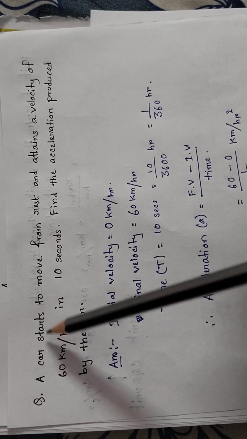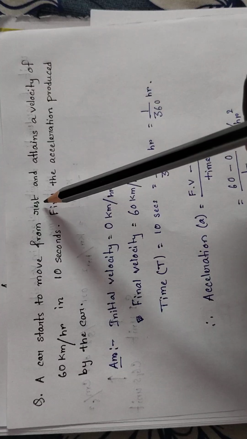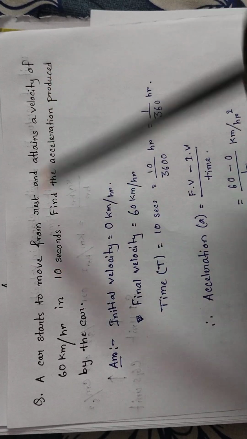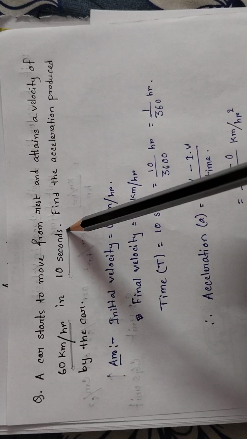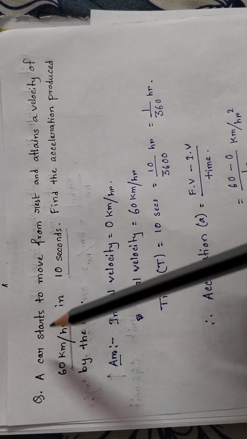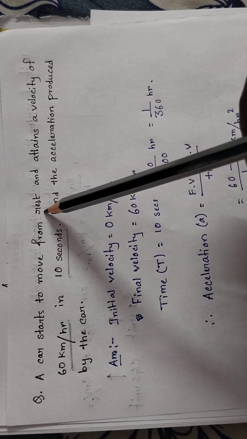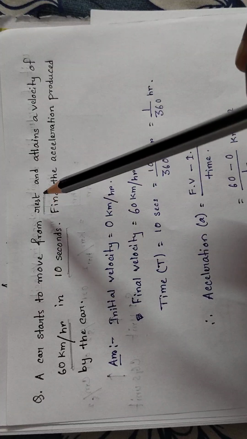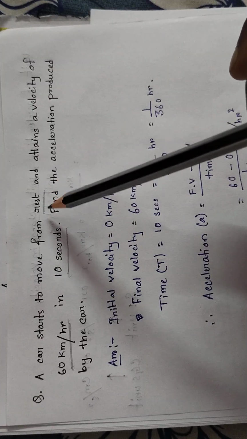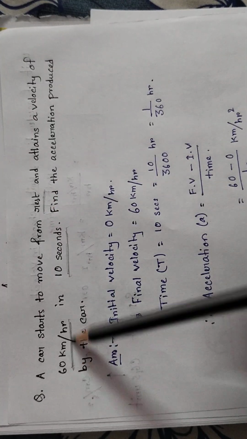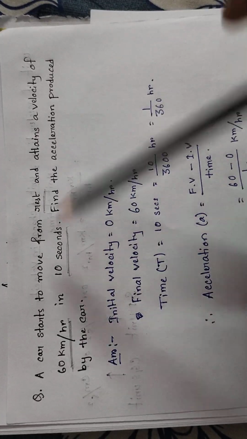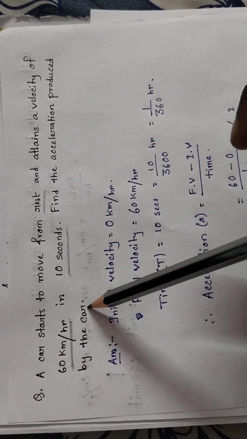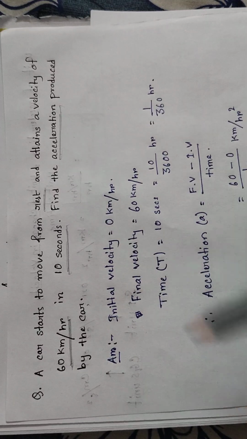A car starts to move from rest and attains a velocity of 60 km per hour in 10 seconds. So the body starts its motion, that means the car starts its motion from rest. So initially the car was at rest. Now after 10 seconds it attains the velocity of 60 km per hour. Now find the acceleration produced by the car. We have to find the acceleration produced by the car.